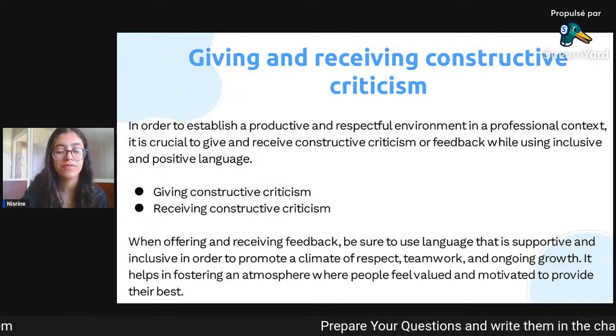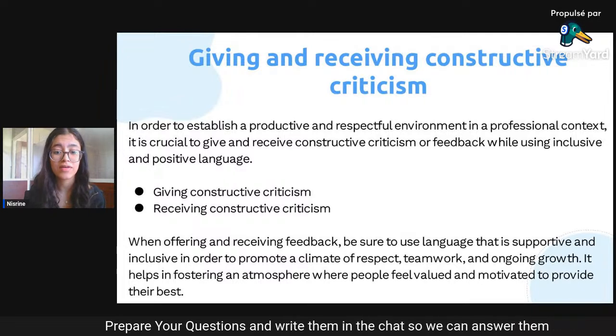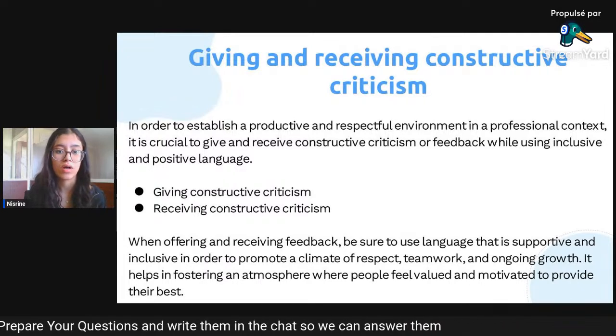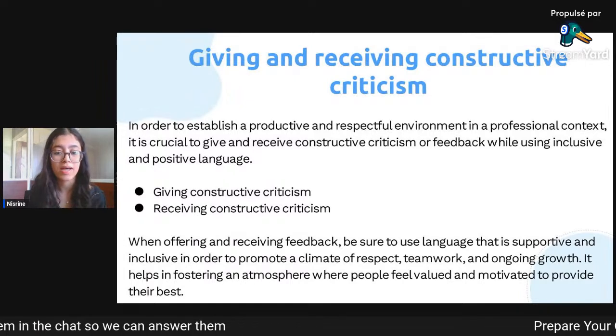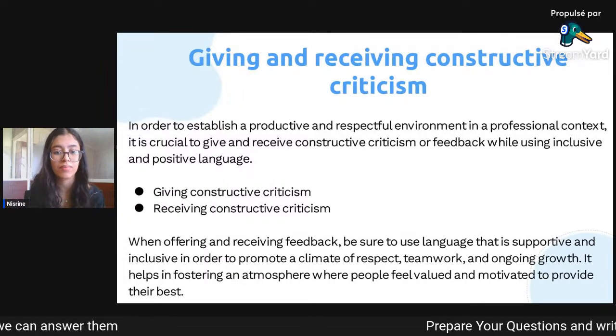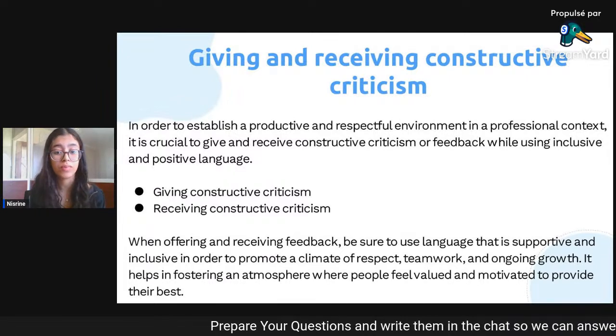And also avoid defensiveness. This one is really important. Avoid becoming defensive whenever someone is giving you feedback or criticism, and don't argue back. Take a moment to process the feedback before responding and think very clearly before saying something that could be wrong.